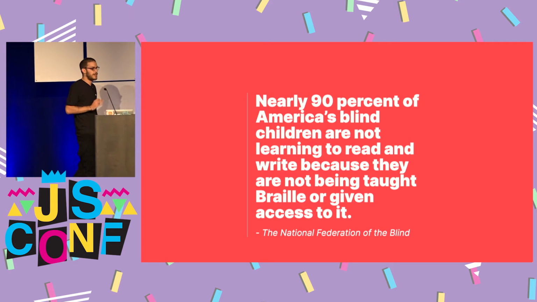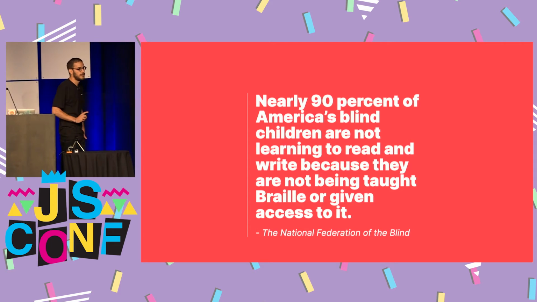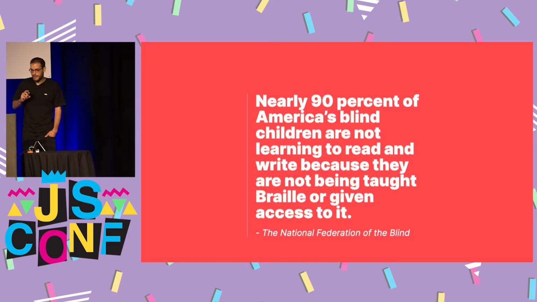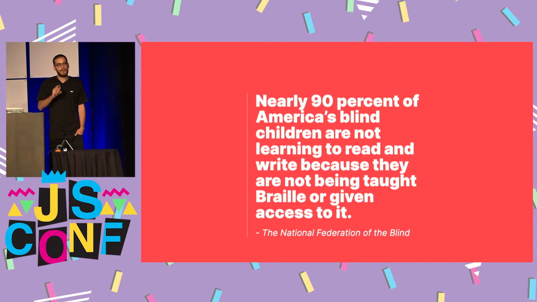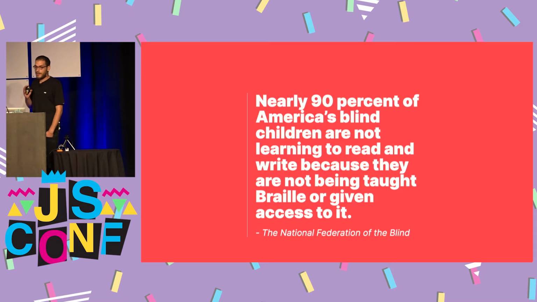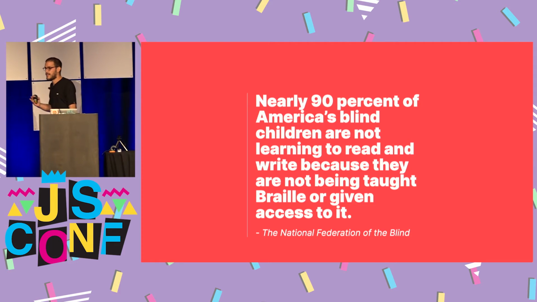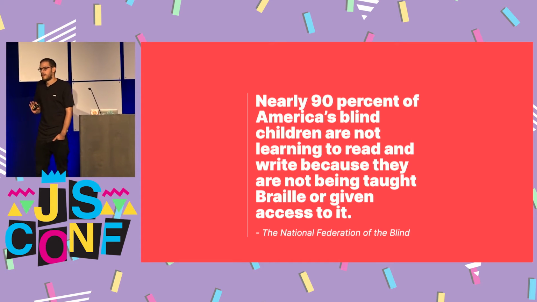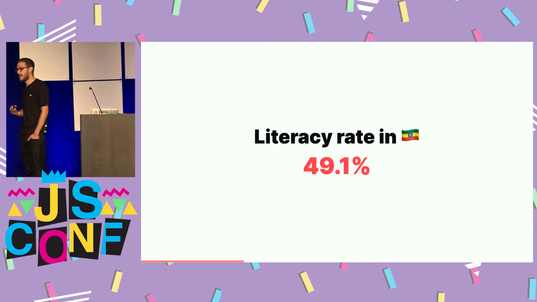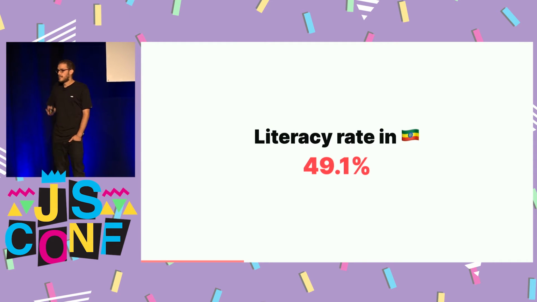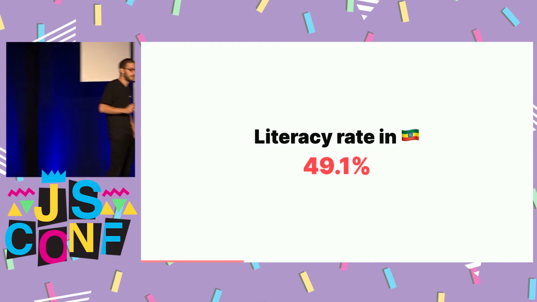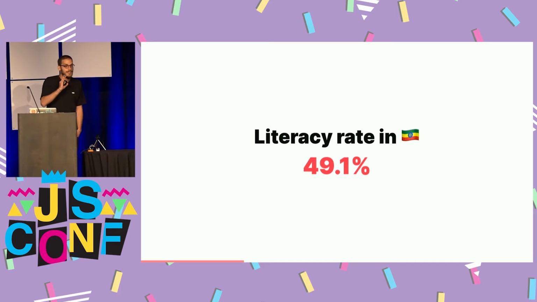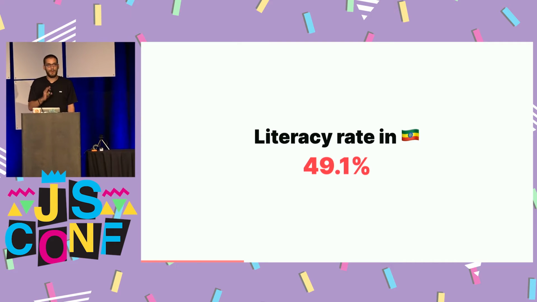According to the National Federation of the Blind, 90% of visually impaired children living in the States are not capable of reading and writing because they're not being taught Braille or given access to a proper educational material. Just to give you a perspective about how low these numbers are, I'm going to compare them against the literacy rates of Ethiopia. Ethiopia is a country that has suffered poverty and civil war for more than 30 years, but still, 50% of the citizens of Ethiopia are capable of reading and writing.